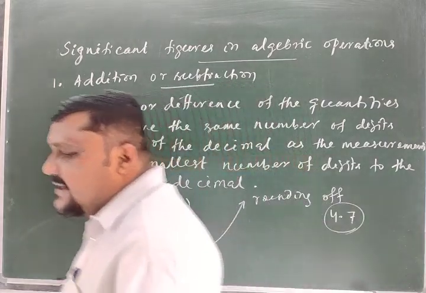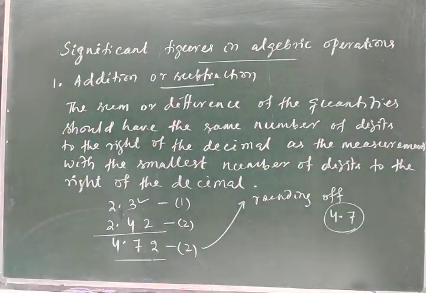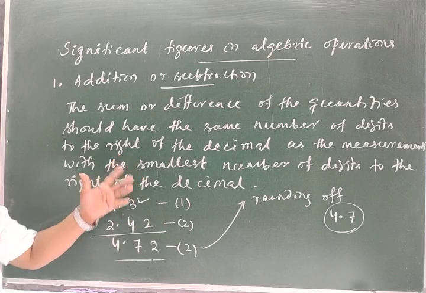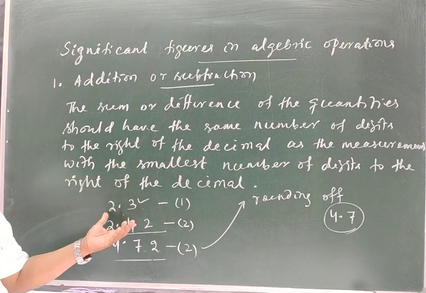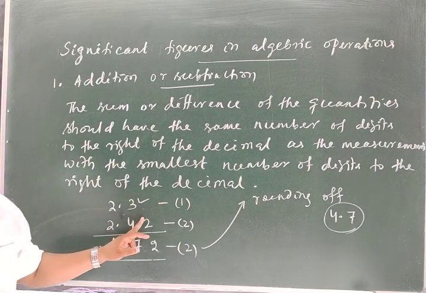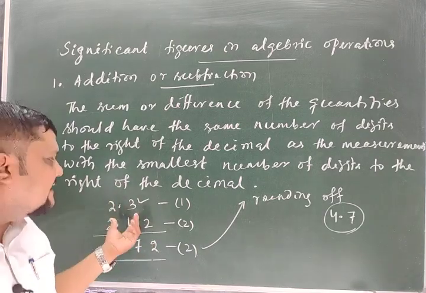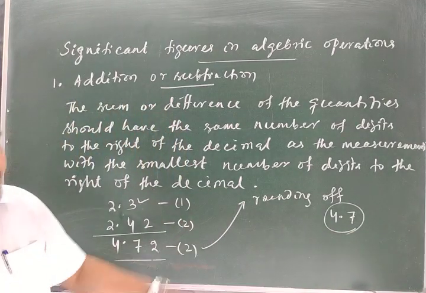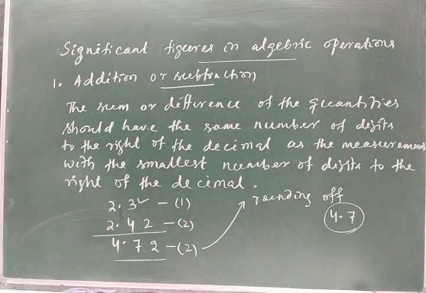4.7 is the result. So that is the method of addition operation using the significant figures. Here we are not doing any calculation, you are just counting the number of digits after the decimal point, which is the least, and that should be in the result. Clear? After decimal. Similarly, you can go for the subtraction.